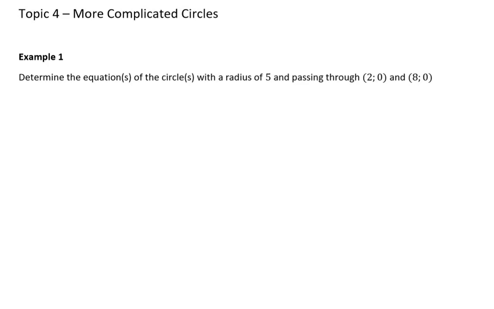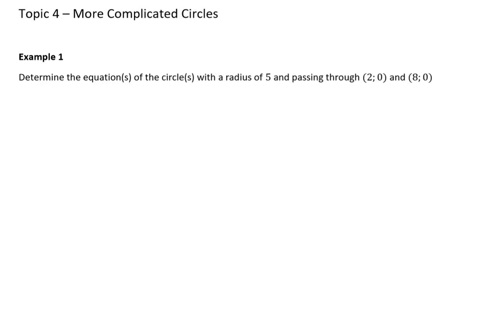Alright, grade 12s, now that we've done our first video on the introduction to circles, this video is just going to look at some slightly more complicated questions. So, first example says, determine the equations of these circles, so it could be one or two of them, which has a radius of 5 and it passes through the points (2, 0) and (8, 0).